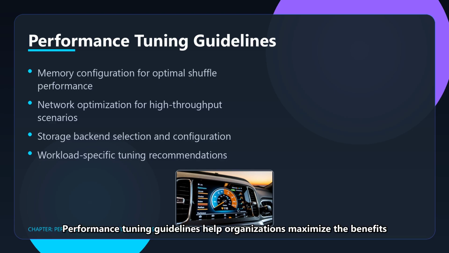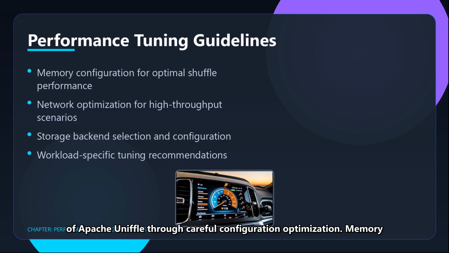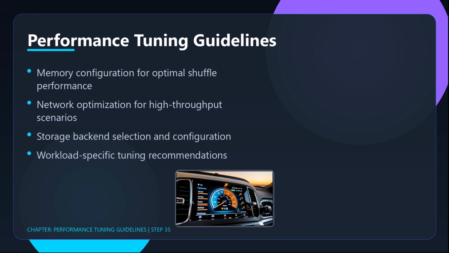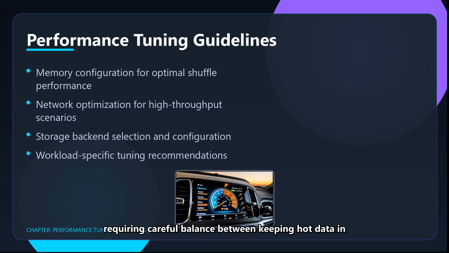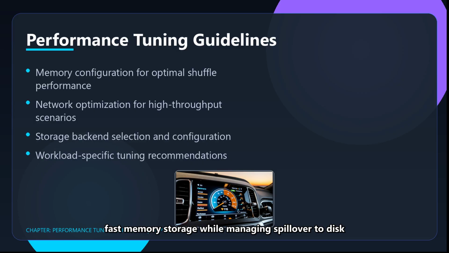Performance tuning guidelines help organizations maximize the benefits of Apache Uniffle through careful configuration optimization. Memory configuration plays a crucial role in shuffle performance, requiring careful balance between keeping hot data in fast memory storage while managing spillover to disk when necessary.